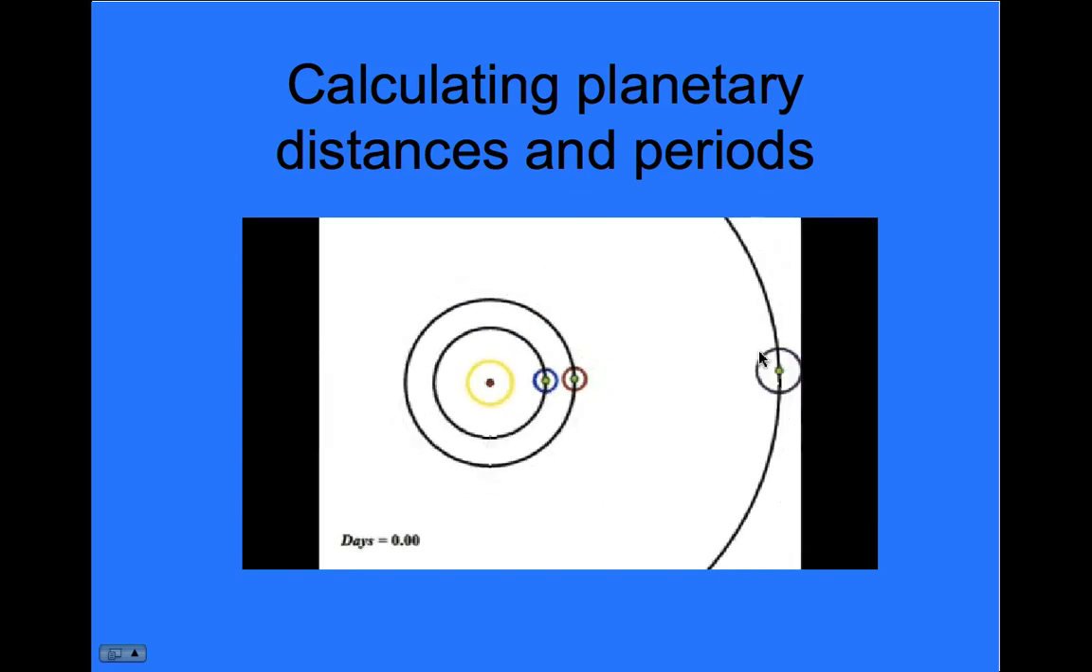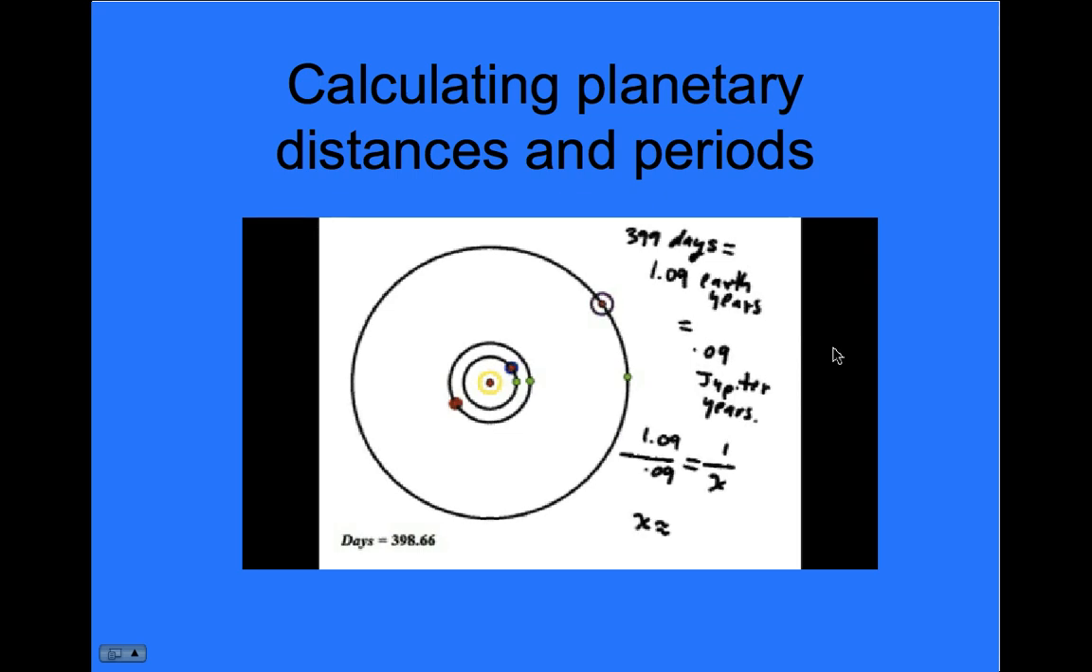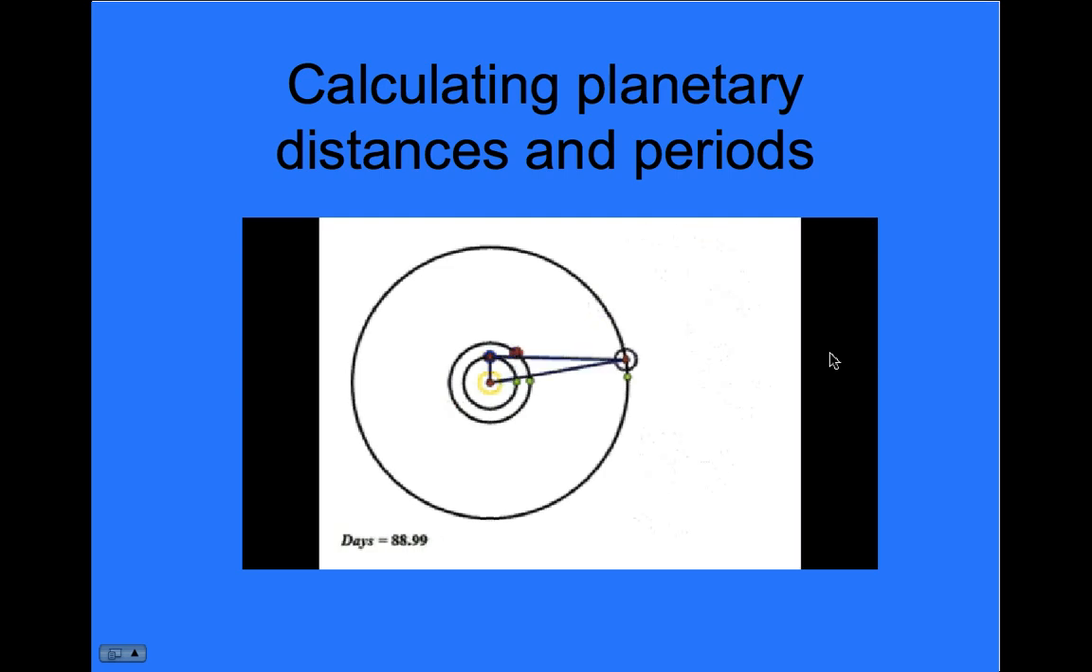We could pull in and look at what happens with Jupiter. The Earth is going much faster than Jupiter. So the Earth gets to quadrature after only 89 days, and it gets opposition again after only 398 days. So 1.09 Earth years is 0.09 Jupiter years. From that, you can calculate Jupiter's orbit to be about 12 years.